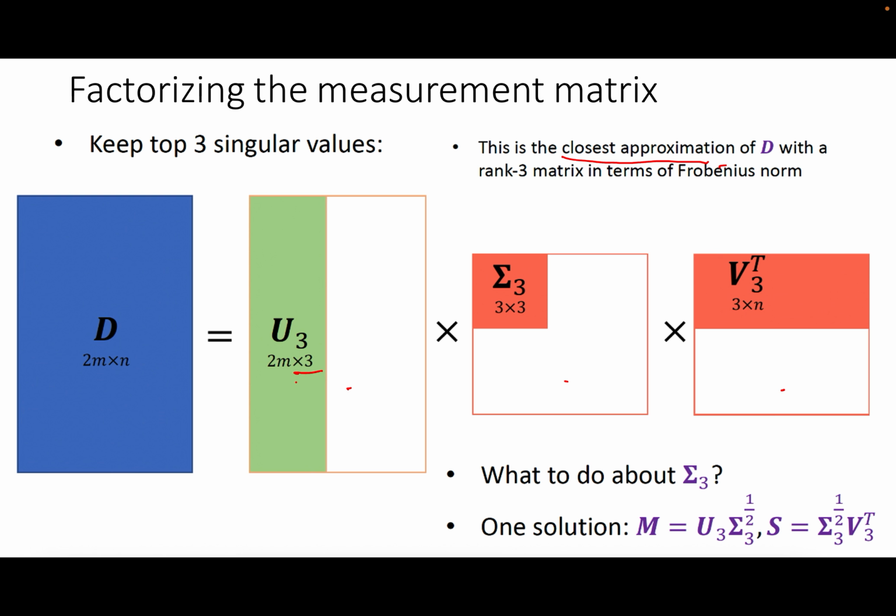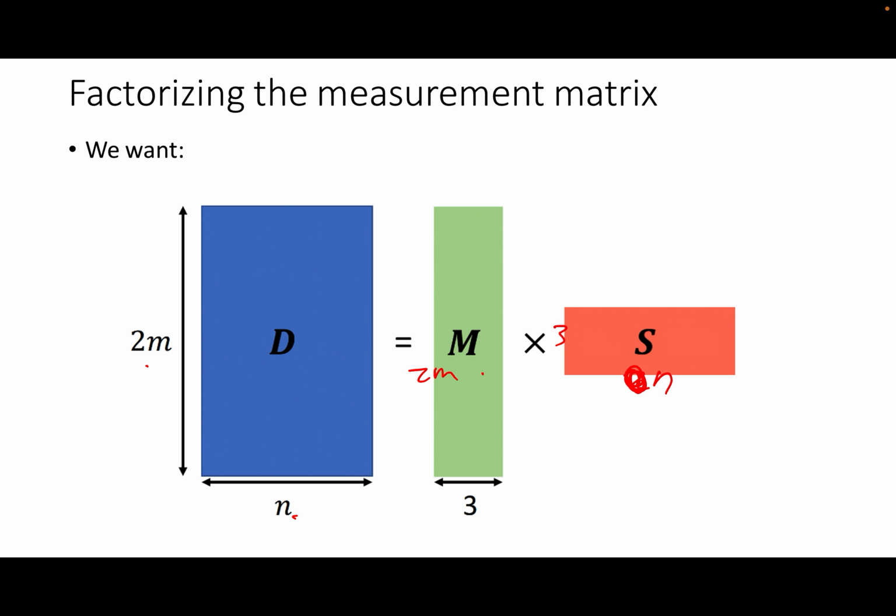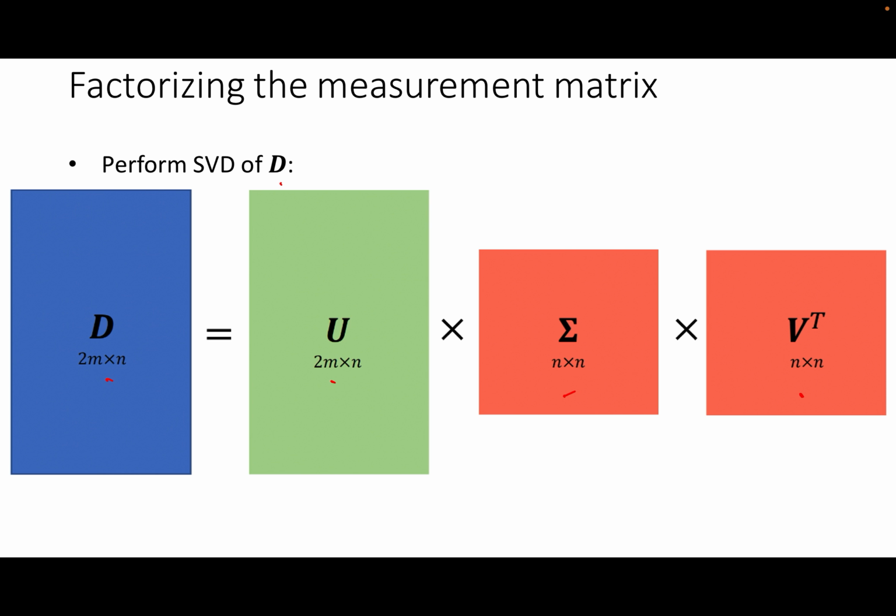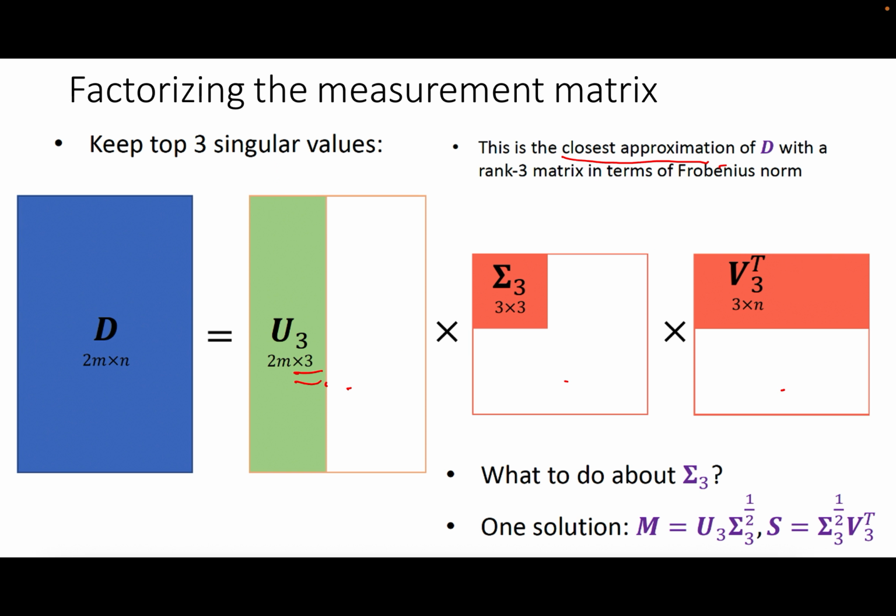And now we have 3, right? The reason why we like to use the top 3 is that we are interested in a specific shape, specific dimension of matrix. M should be 2m by 3 and S should be 3 by n. That is the reason why we keep the top 3 singular values to approximate matrix D. So our original goal is getting M and S from D, which is known.